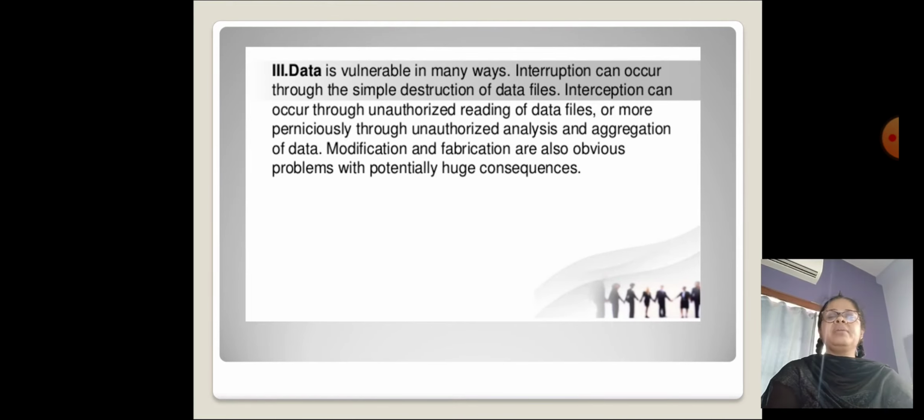Data is vulnerable in many ways. Interruption can occur through the simple destruction of data files. Interception can occur through unauthorized reading of data files, or more perniciously through unauthorized analysis and aggregation of data. Modification and fabrication are also obvious problems with potentially huge consequences.